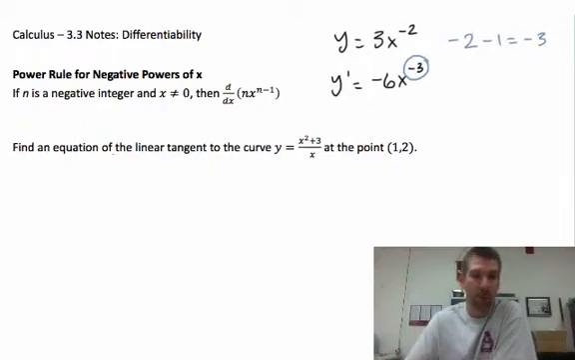Well, check out our problem. We've got y equals x squared plus 3 over x. They want us to find a linear tangent at the point 1, 2. Okay, so find an equation for this curve.